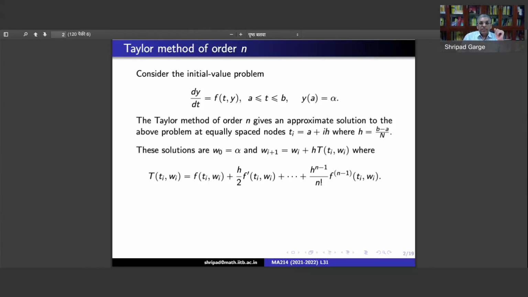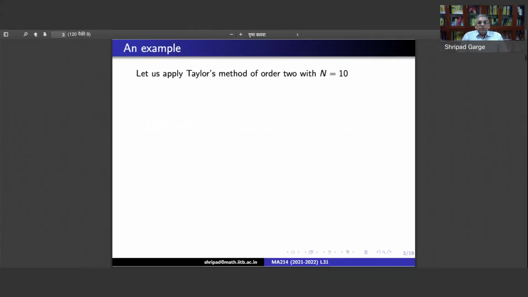So let's now do some examples. Suppose we want to apply Taylor's method of order 2 with capital N equal to 10. So the order is 2, therefore we will have f prime and f double prime, and N is 10, so we will have 11 nodes to solve this particular problem. So you are given y prime is y minus t square plus 1, t goes from 0 to 2, and y of 0, the initial value, is given to be 0.5.